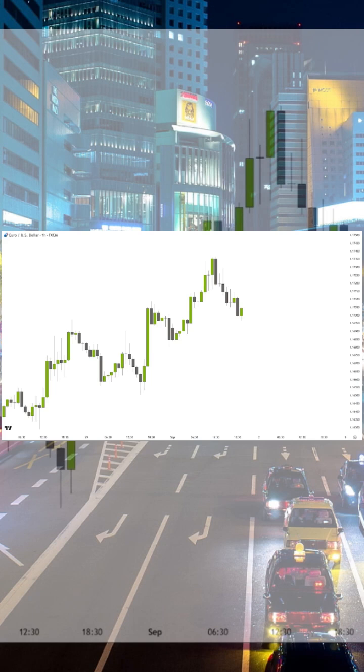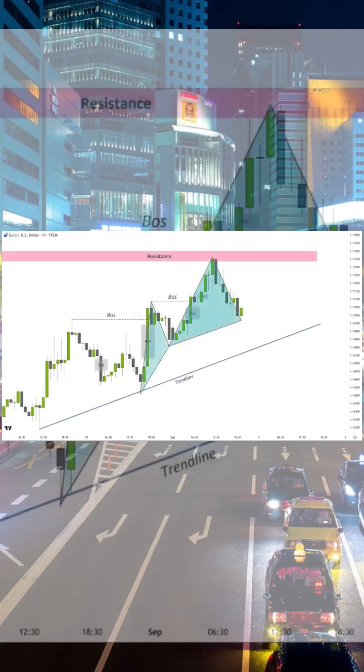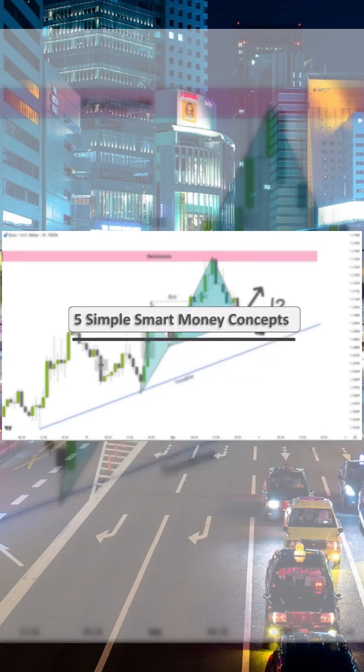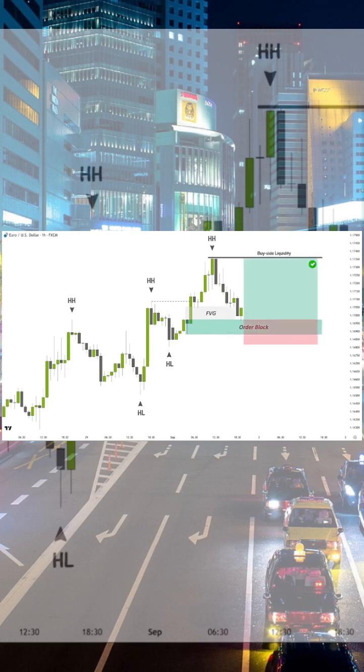Many traders learn and apply countless concepts on the chart, yet still get confused and struggle to find clear setups. That's why in this video, I'm going to explain 5 simple smart money concepts that will clear up your confusion and help you know exactly what you're looking for.